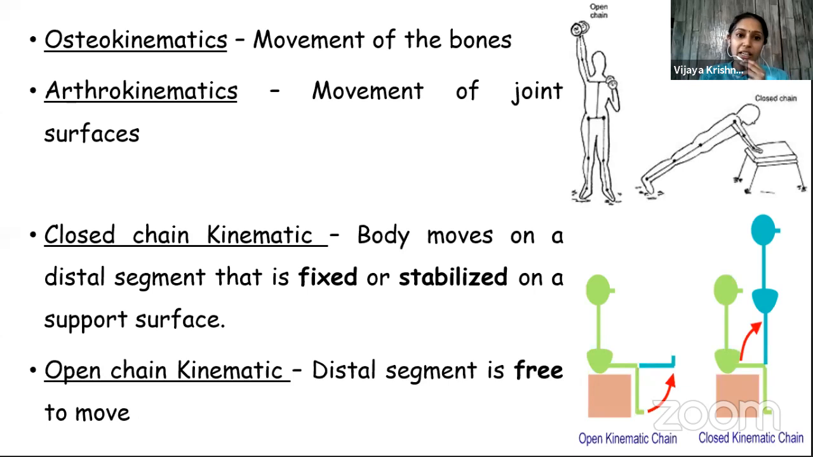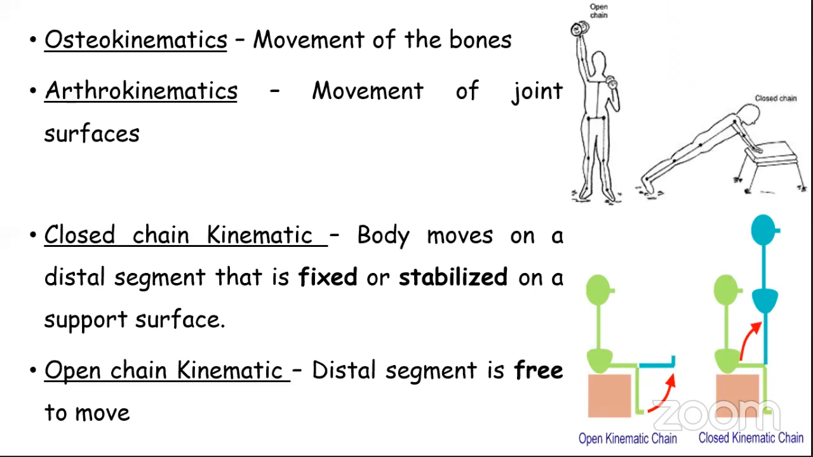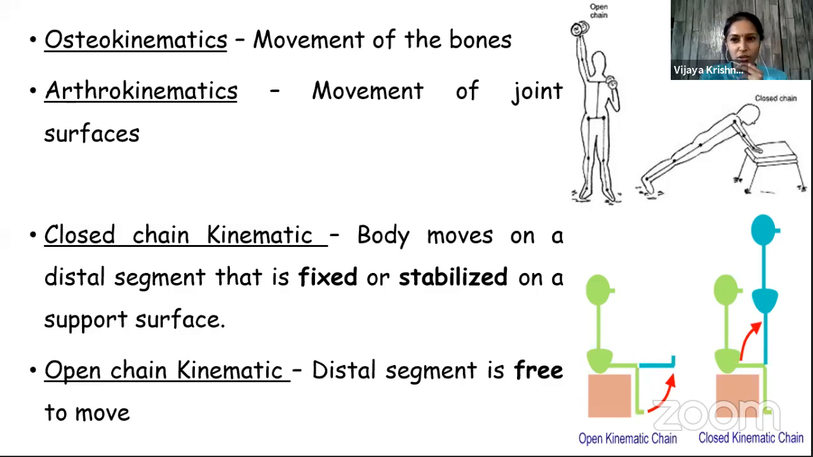Now, kinematics is divided into two things: osteokinematics and arthrokinematics. Osteokinematics is the movement of the bones. Arthrokinematics is the movement of the joint surfaces. Okay. Now we come to two other terminologies, which are known as closed chain kinematics and open chain kinematics.